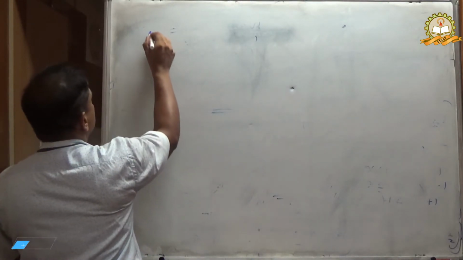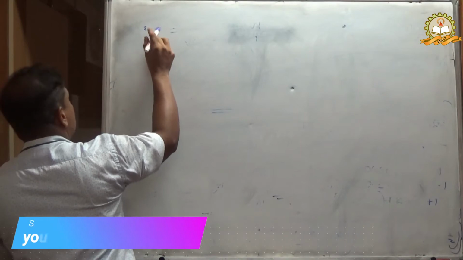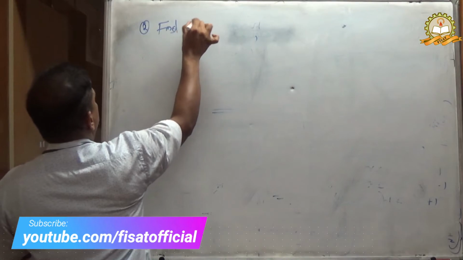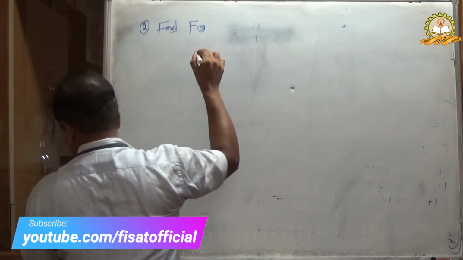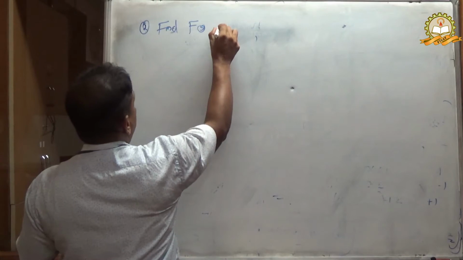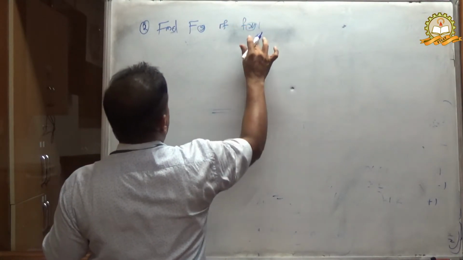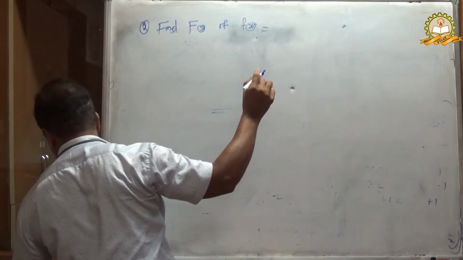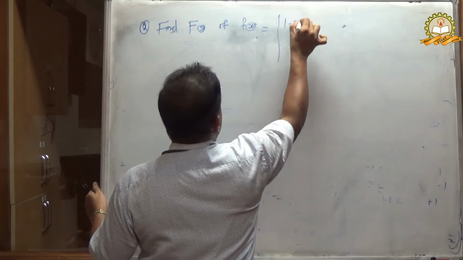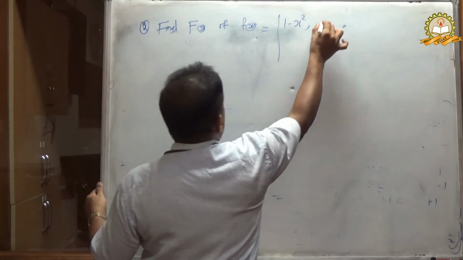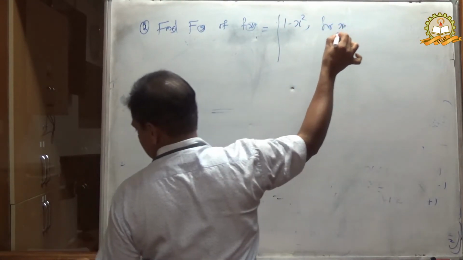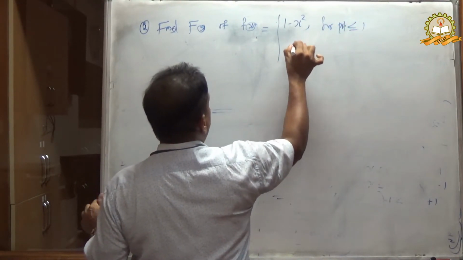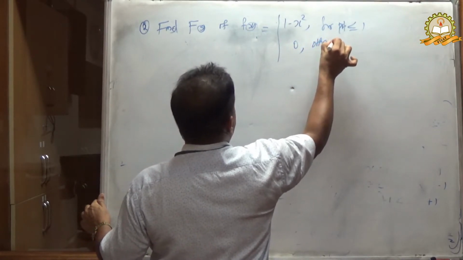Find the Fourier transform of f of x. f of x is equal to 1 minus x square for mod x less than 1, 0 otherwise. Answer.